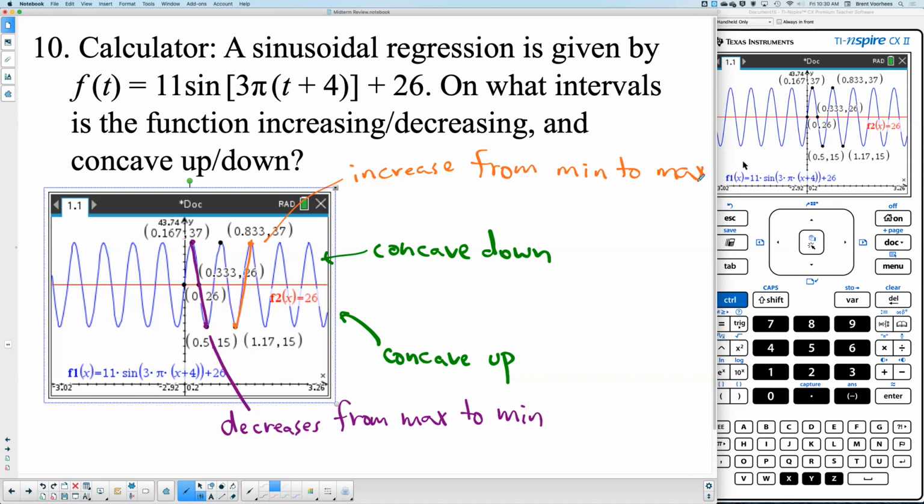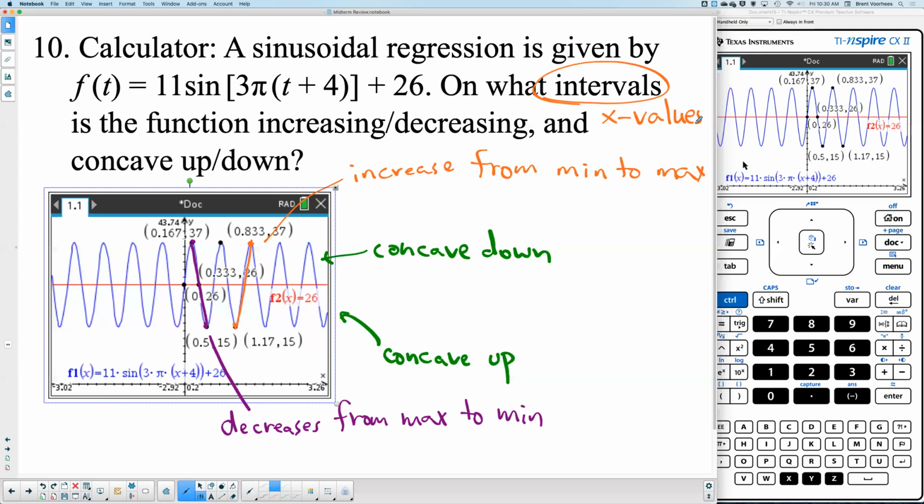By the way, the word intervals, you always list the x values. If you were writing it out, intervals are the x values. We don't care about the y. We don't care how low is it, how high is it. You just put the x values from the start to the finish.